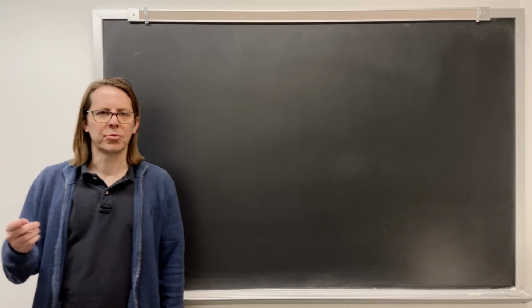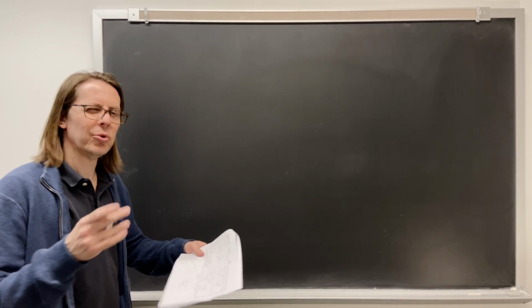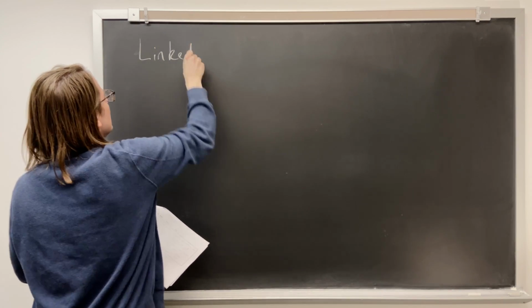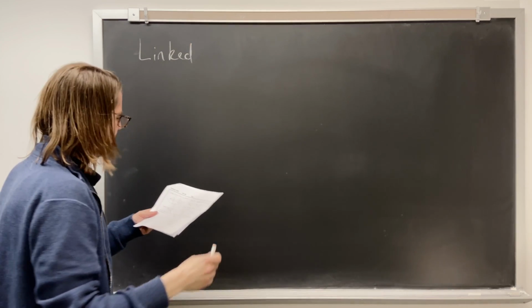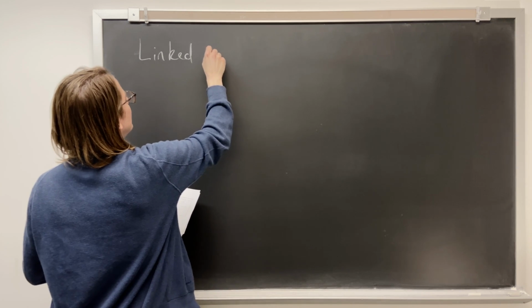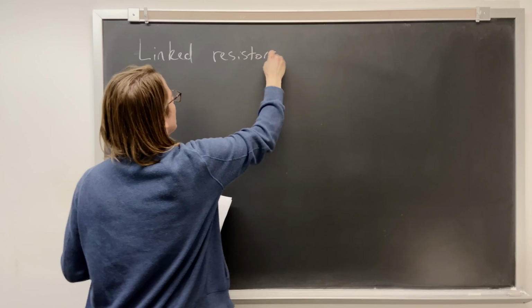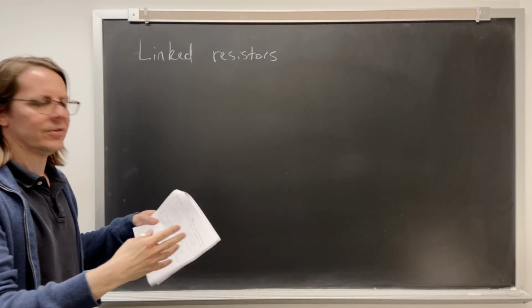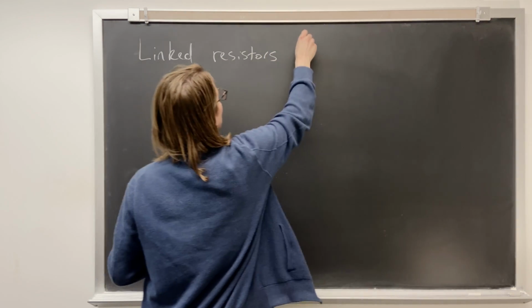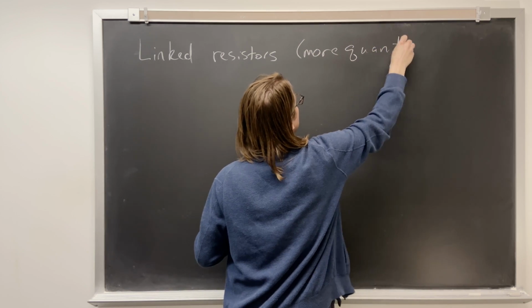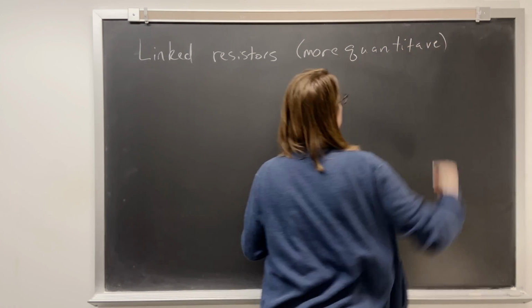Before we dive into proper circuit diagrams, we're going to do one more kind of more physical look at batteries and resistors. We're going to look at some linked resistors or wires, basically two linked elements that have some resistance. We're going to do a little more quantitative than what we've thought about, but not quite as a circuit yet.